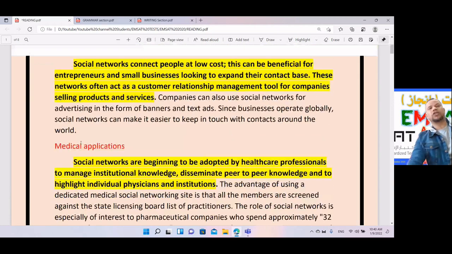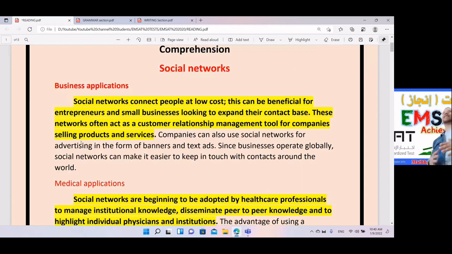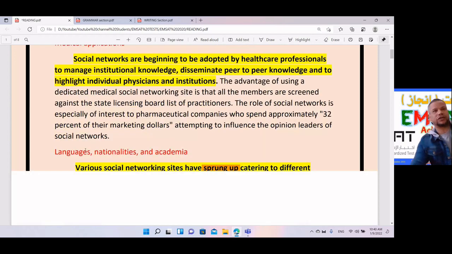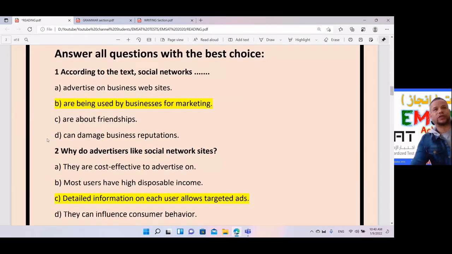Let's go to the second type of students, the one who cannot read very well or fast. So what can we do? We will read the questions, then go into the paragraphs to get the answer.